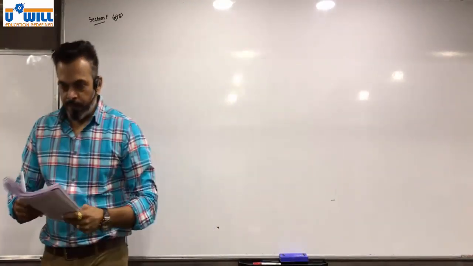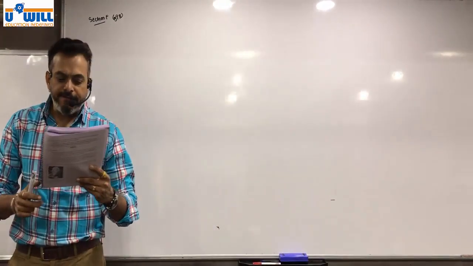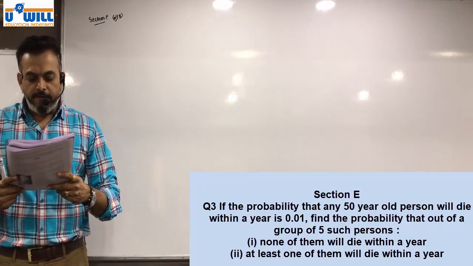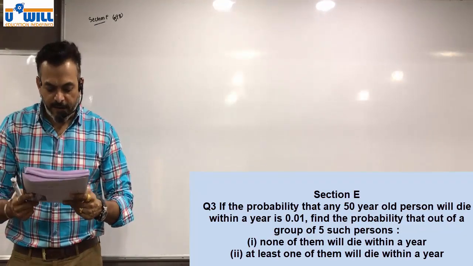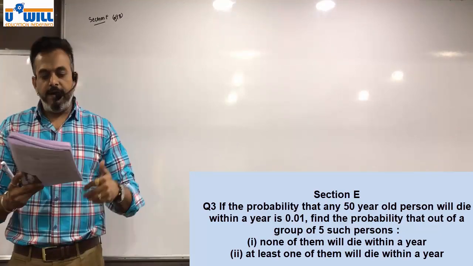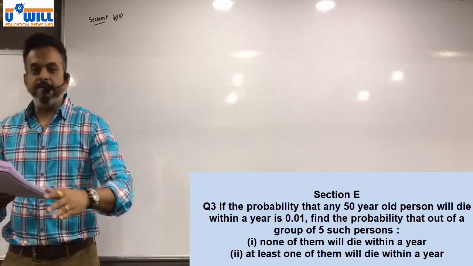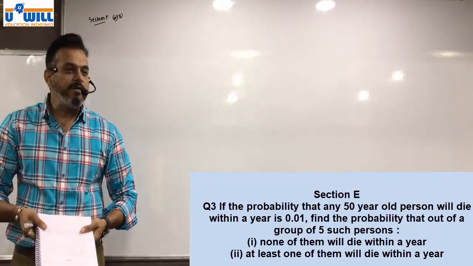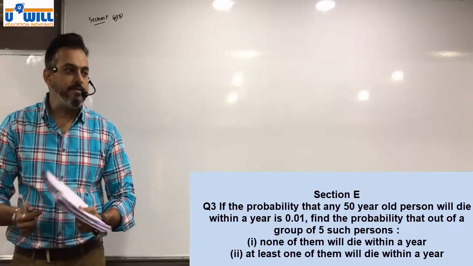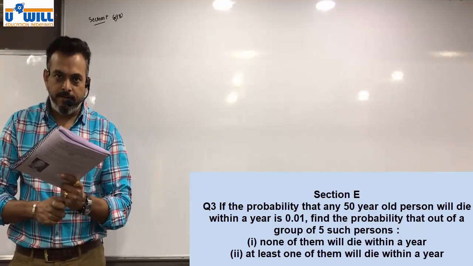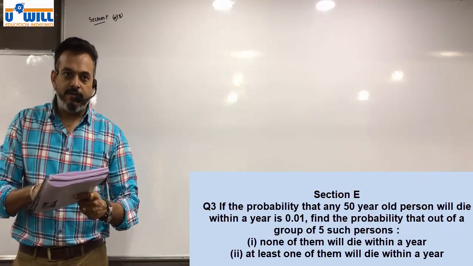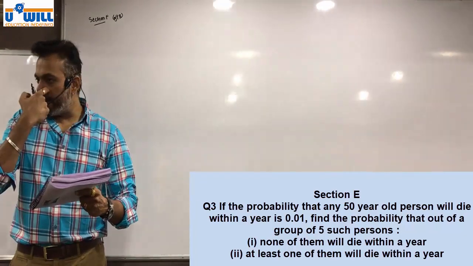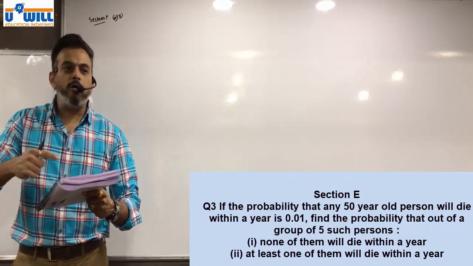Question number 3. If the probability that any 50-year-old person will die within a year is 0.01, find the probability that out of a group of 5 such persons, first, none of them will die within a year, second, at least one of them will die within a year. What is P? 0.01. What is Q? 0.99. What is N? 5. And in the first, what is X? 0. In the second, what is X? At least 1. So it can be 1, 2, 3, 4 and 5.